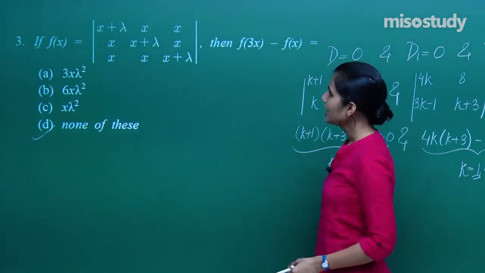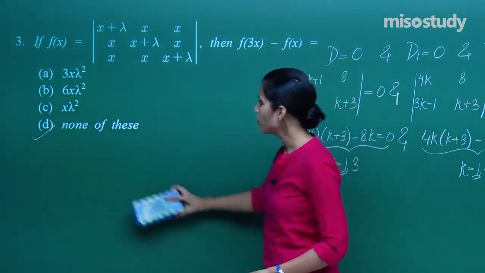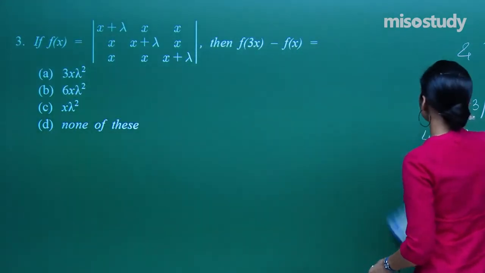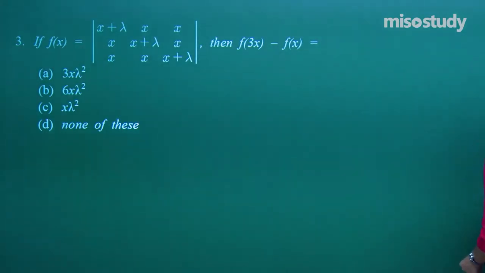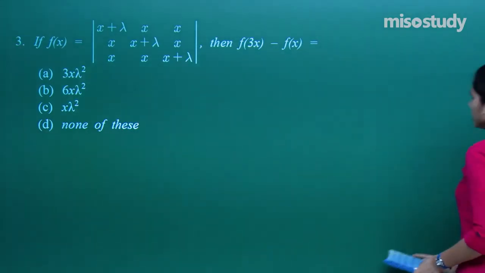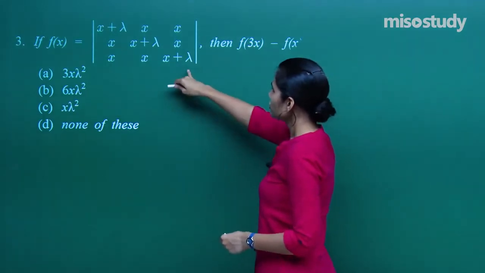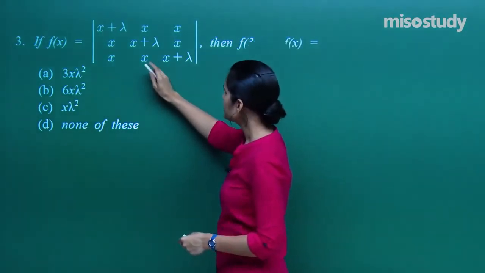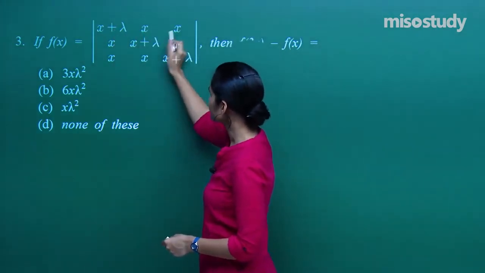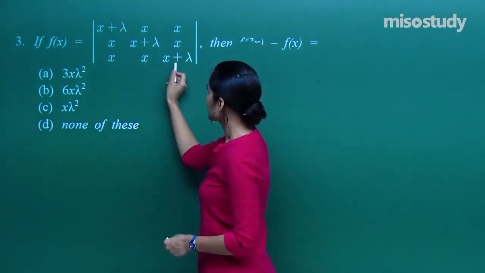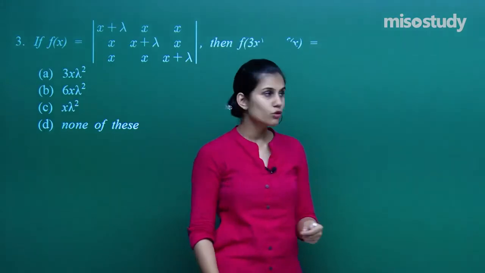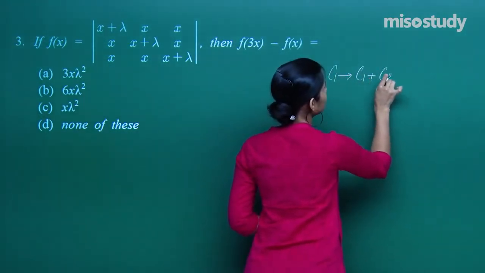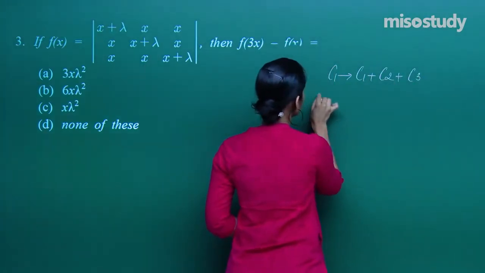Moving on to the next, we have f(x) given to us in the form of a determinant. What is f(3x) minus f(x)? Here, if I talk about this particular determinant, you can again see I have x plus lambda, x, x; x, x plus lambda, x; again x, x, x plus lambda. So I am again going to go for the same operation: column 1 goes to column 1 plus column 2 plus column 3.